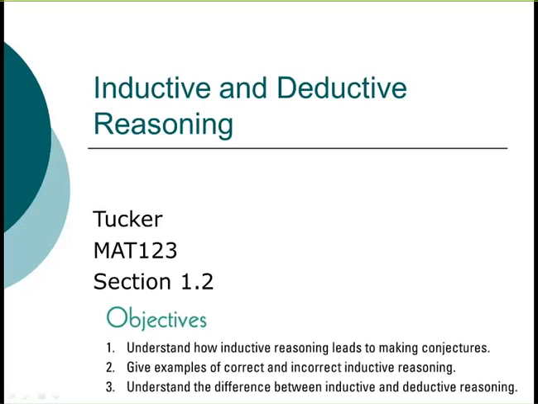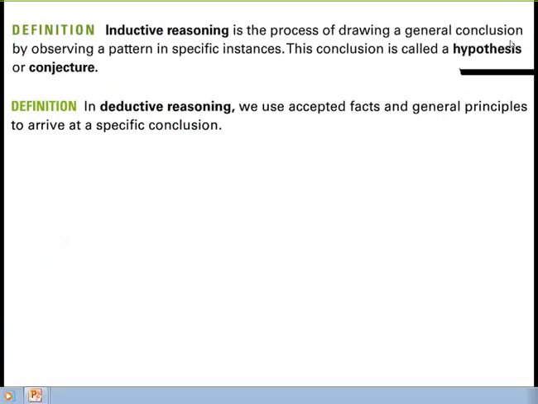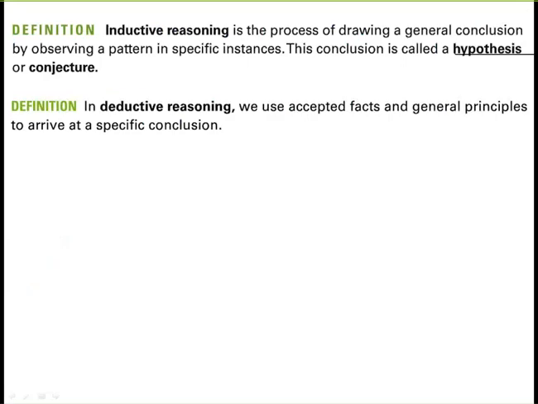All right, class, in this lesson we're going to be taking a look at section 1.2, where we're going to be dealing with inductive and deductive reasoning. So let's talk about some of these problems. We've got inductive reasoning, which involves looking at patterns and making a hypothesis based on general conclusions based on specific instances that we've actually observed. And then we look at our deductive reasoning, which uses accepted facts and arrives at a specific conclusion.